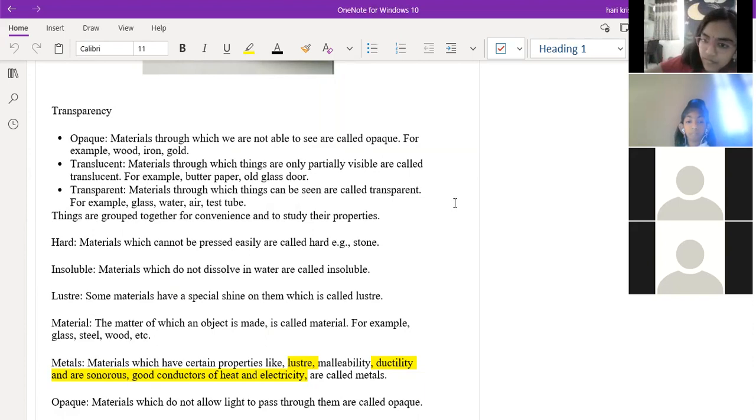So whichever object does not allow the light to pass through it is called an opaque object, right? If the light is not passing through that object, that is called an opaque object. What about translucent? Translucent allows some light to pass through. It allows a partial amount of the light to pass through it, right? That's translucent.